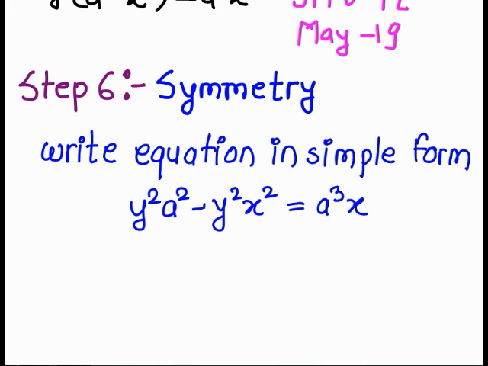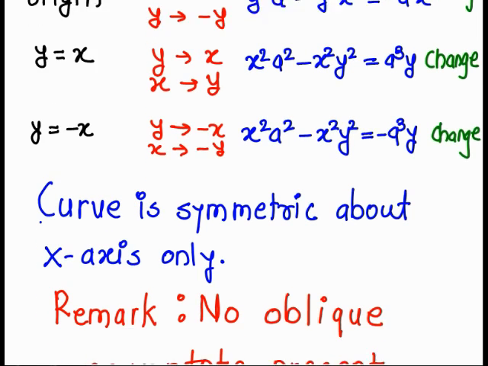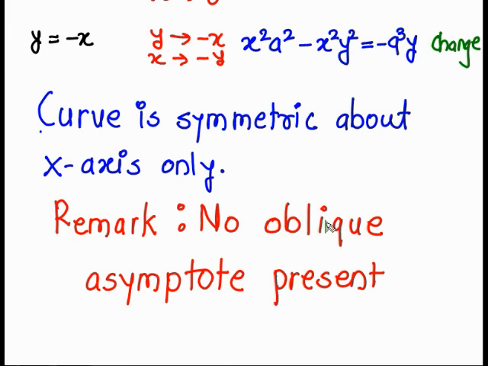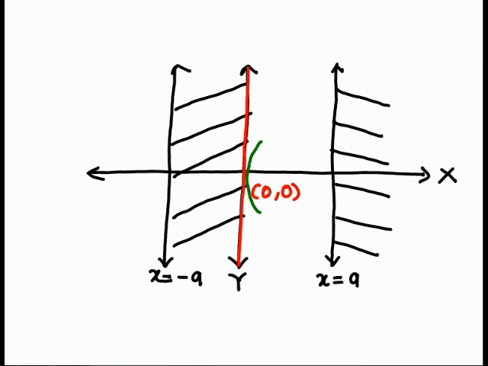Now we go for step number 6. In step number 6, we find the symmetry. So for symmetry, we get that the curve is symmetric about the x-axis. So symmetry about the x-axis is represented as, so here we have symmetry about the x-axis.